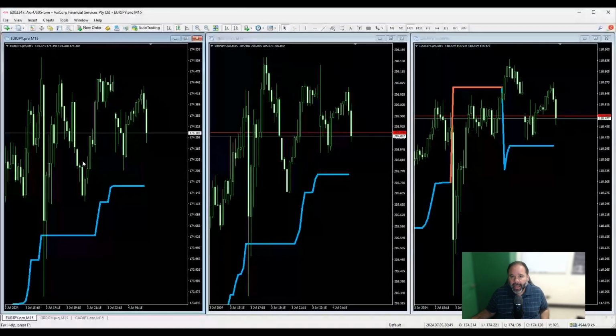Perfect. Let me see. 1, 2, 3. Okay, let me share. I think I'm going to share this one. 1, 2, 3. Okay. So let me know in the chat room if you are looking at my MT4, my MetaTrader.